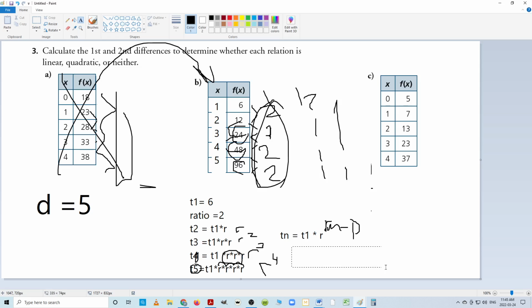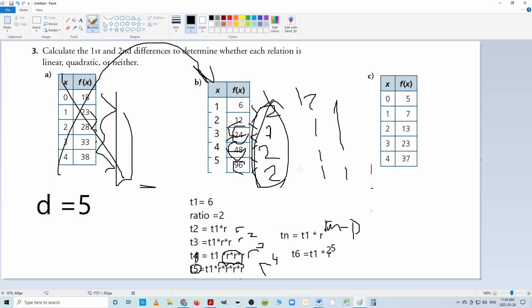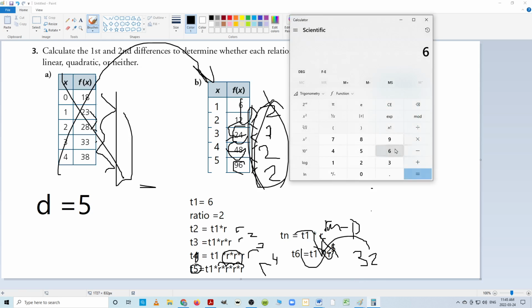Term 6, which is not here, will be equal to term 1 times the ratio to the power of 6 minus 1. What's 6 minus 1? 5. What's my ratio? 2. What's 2 to the power of 5? 2 times 2 is 4, times 2 is 8, times 2 is 16, 32. 32 is 2 to the 5. What's my first term? 6. So that means 6 times 32 will be my sixth term. 6 times 32. This is my sixth term.